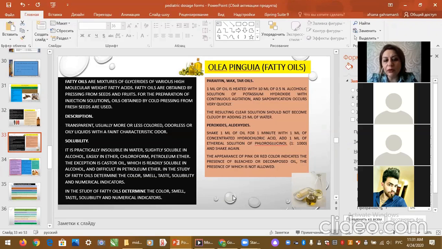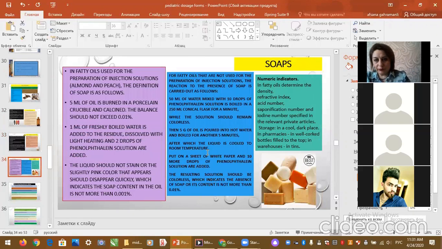In the study of fatty oils, determine the color, smell, taste, solubility, and numerical indicators. I repeat. Soaps. For what do we use soaps in our pharmaceutical practice? Soaps we use for preparing children's dosage forms too. In fatty oils, they are used for the preparation of injection solutions, almond or peach oil. The definition of soaps is as follows.